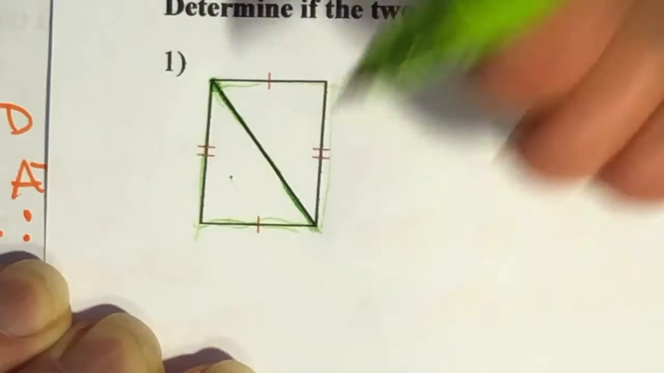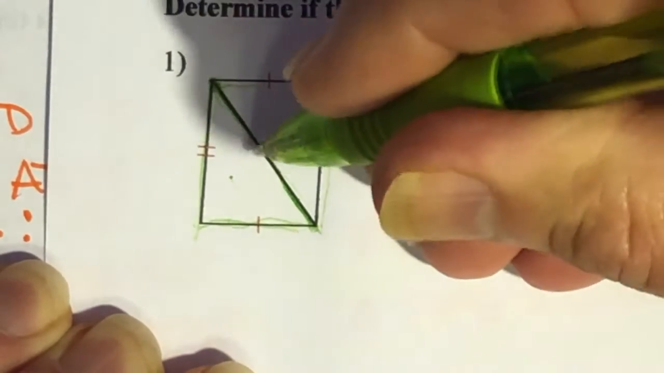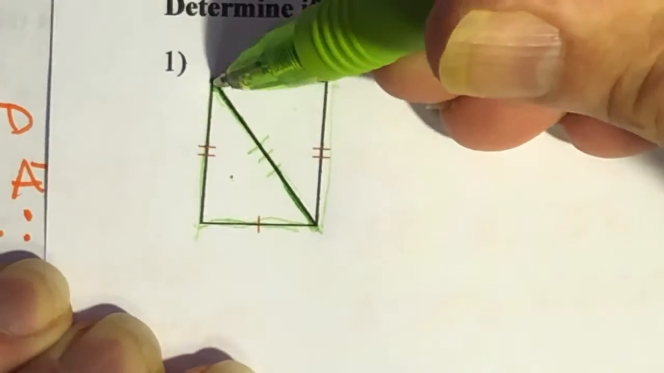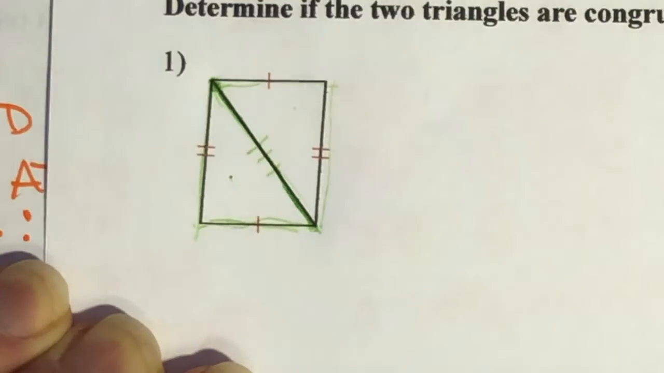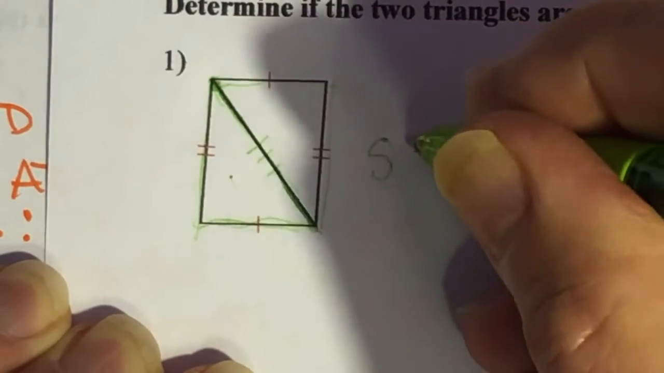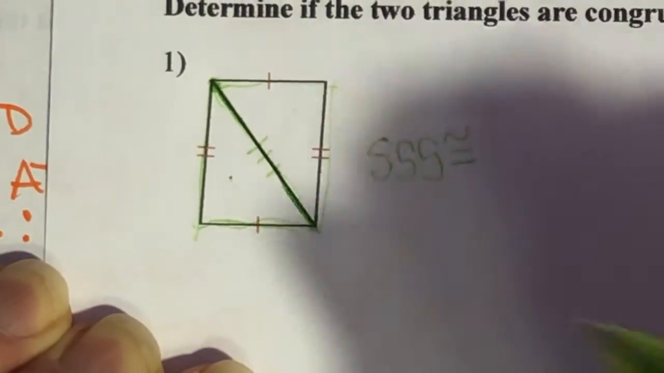Everything is congruent to itself. So this segment is congruent to itself, and so it acts as the third pair of sides. And so this particular pair of triangles is congruent because of side, side, side congruency.